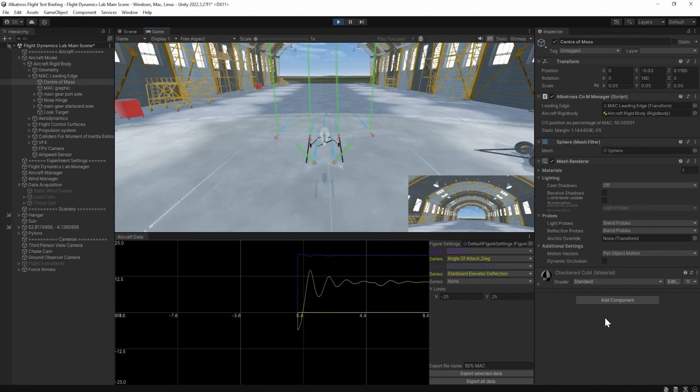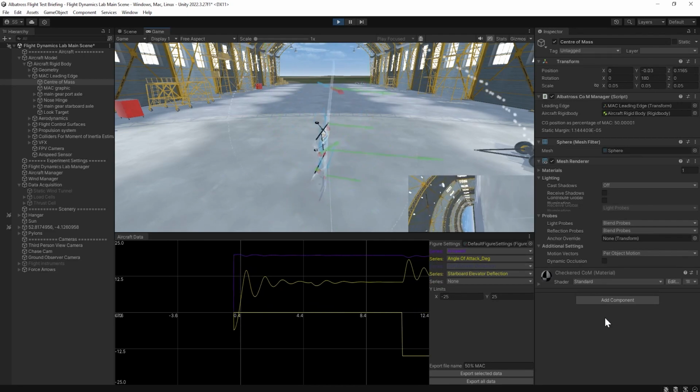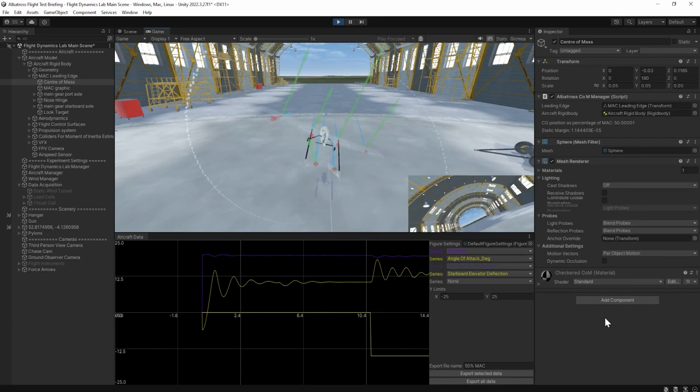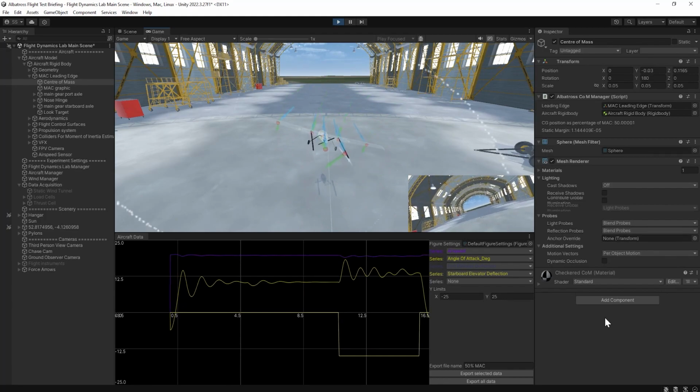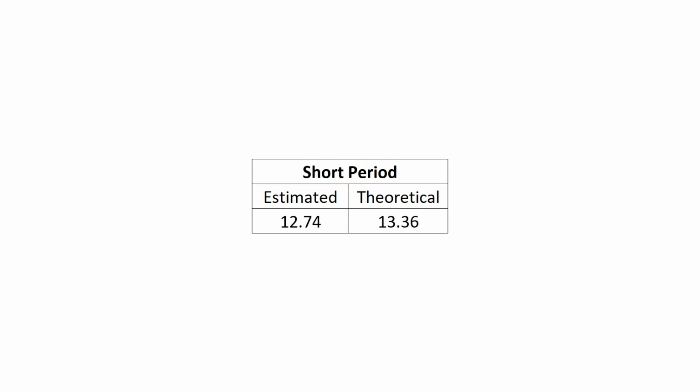However, as the CGs move to 50% mean aerodynamic chord, the aircraft is extremely unstable and stalls as soon as any elevator input is made. The short period is estimated to be 12.74 radians per second compared to the theoretical value of 13.36 radians per second.